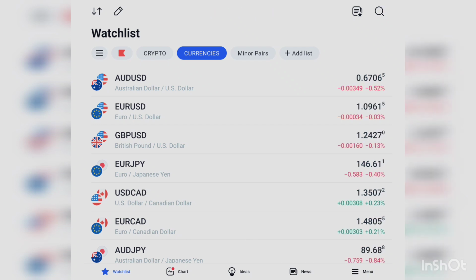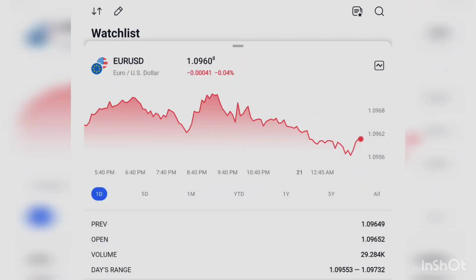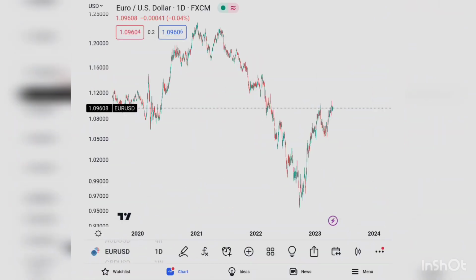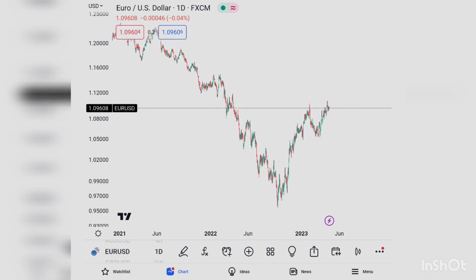So today I'm going to show you how to use a stochastic oscillator to identify your buying points, to identify entries, buy entries or exits. Okay, so this chart is Euro USD, right?